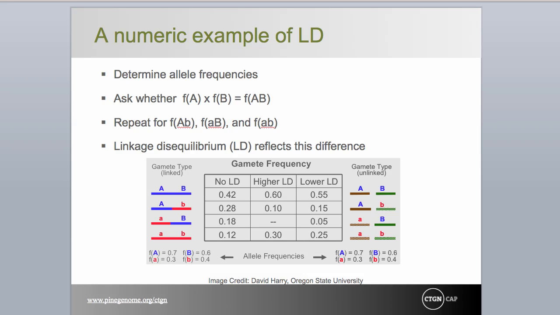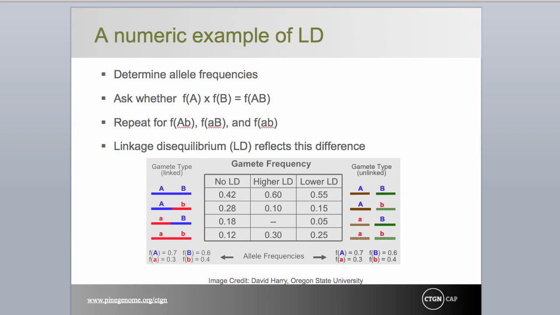While labeled similarly, the chromosome segments are drawn as solid or stippled brown or green. Three columns are shown, illustrating different levels of LD: none, higher, or lower. Cell values reflect the observed frequency of each haploid gamete: capital A, capital B; capital A, small b; capital B, lowercase a; and lowercase a, lowercase b. When LD is 0, as we've seen, gamete frequencies are the product of the marginal allele frequencies. For capital A, capital B, this is FA times FB equals 0.7 times 0.6, which equals 0.42. Note that the sum of the gamete frequencies in each column is 1.